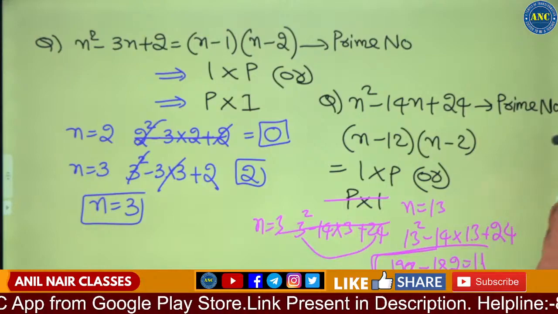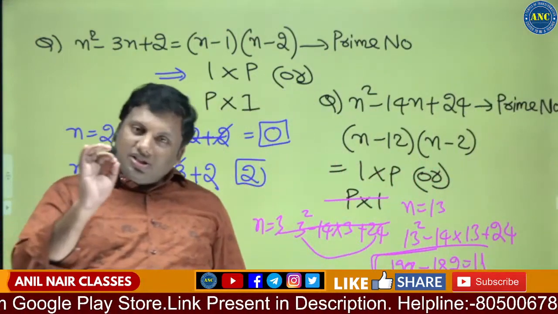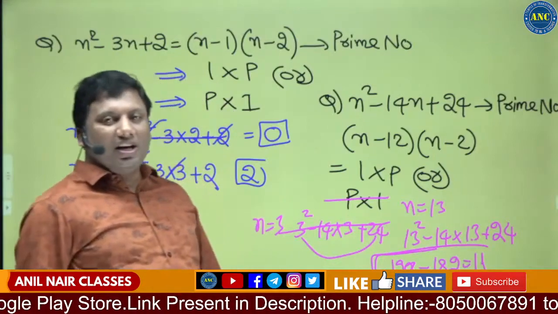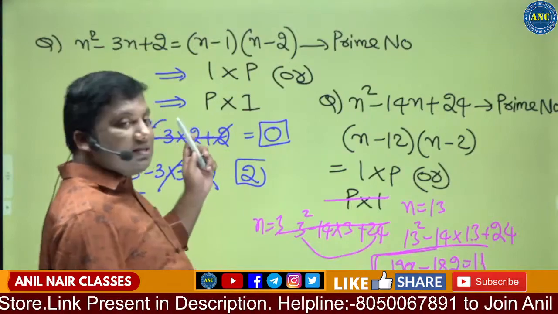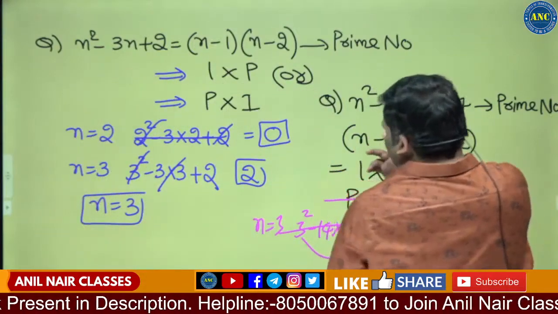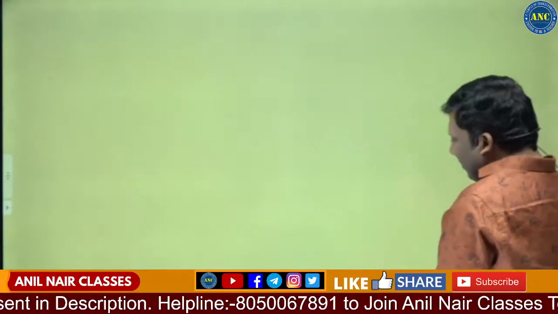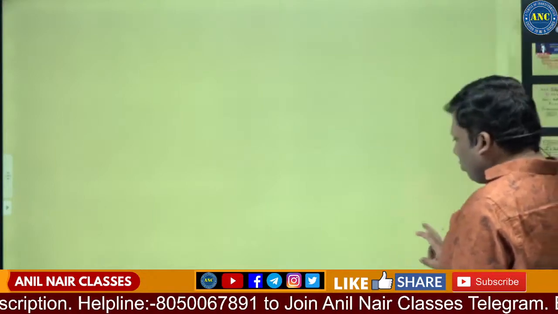I hope the idea is clear. Very simple concept-based questions only will be there. The only thing is you should know how to use it. A prime number is a number which has got only two distinct factors, 1 and itself. This is for a quadratic. What are the other two questions?